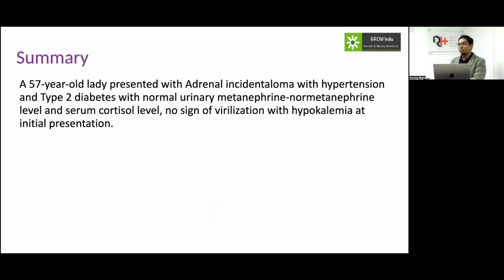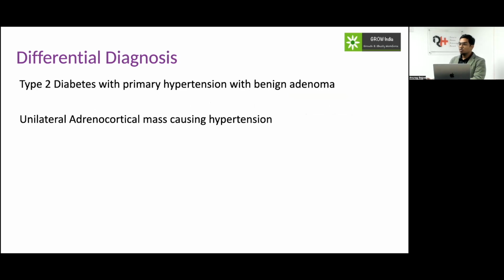There was no sign of virilization with the hypokalemia at the initial presentation. So, clubbing everything into one slide, we are left with the differential diagnoses: it could be type 2 diabetes with primary hypertension with a benign adenoma. Secondly, a unilateral adrenocortical mass causing the hypertension. So this differential was in our mind.